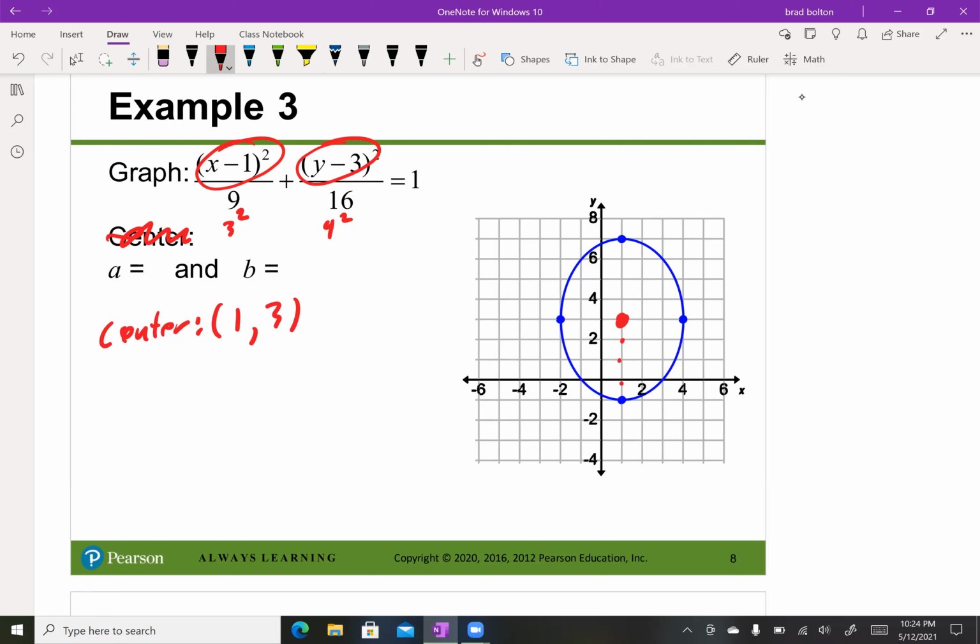Now from there, they are going to use their a and b. Which one's the major and which one's the minor? Right here, we see 3 is smaller than 4, so that means the y-axis is going to be the bigger. We're going to go up 4: 1, 2, 3, 4. And I'm going to go down 1, 2, 3, 4.